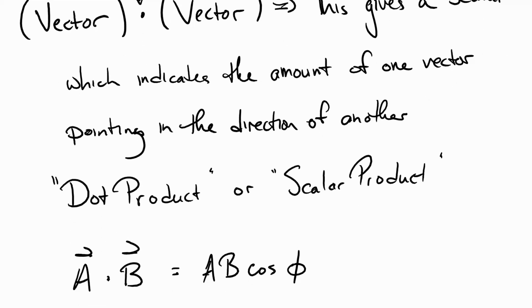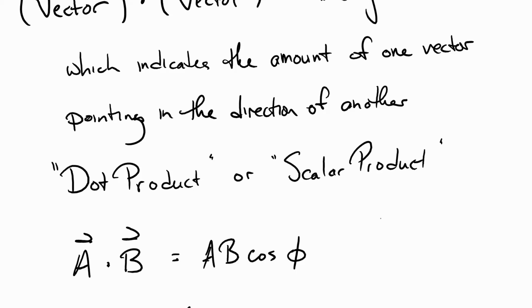We're going to define the dot product to be a dot b as magnitude of a, magnitude of b, cosine of phi. Phi is the angle measured between a and b. So if I have a, I have b, this is the phi that I'm talking about. This projected amount is useful in a lot of cases.